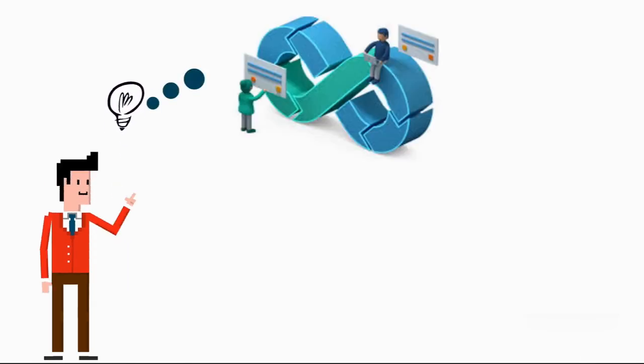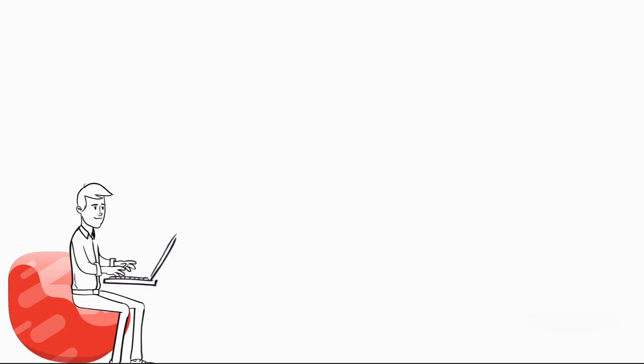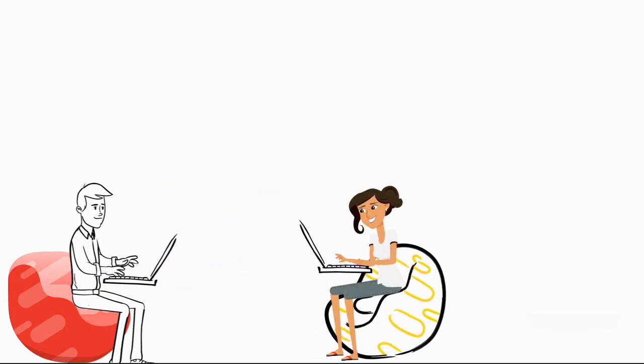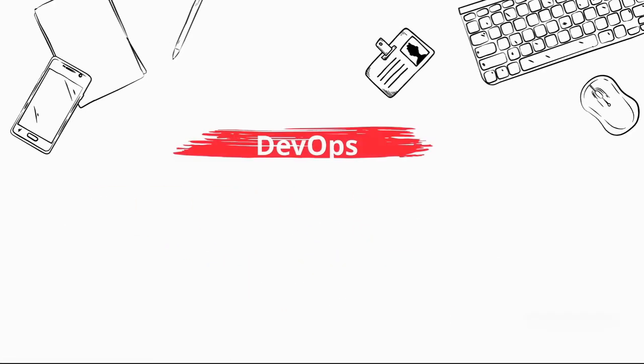ACME Corp decided to adopt DevOps practices to address these challenges. Here's how George and his team implemented DevOps. Microservices architecture. They transitioned from a monolithic to a microservices architecture. This allowed different parts of the application to be developed, deployed, and scaled independently.